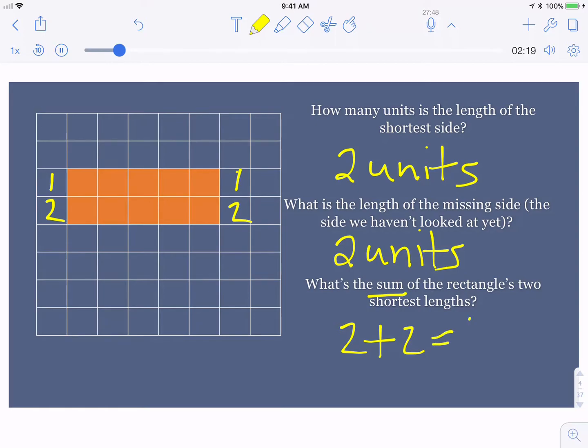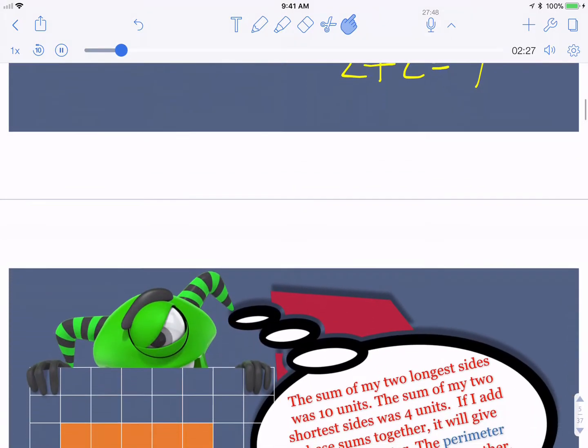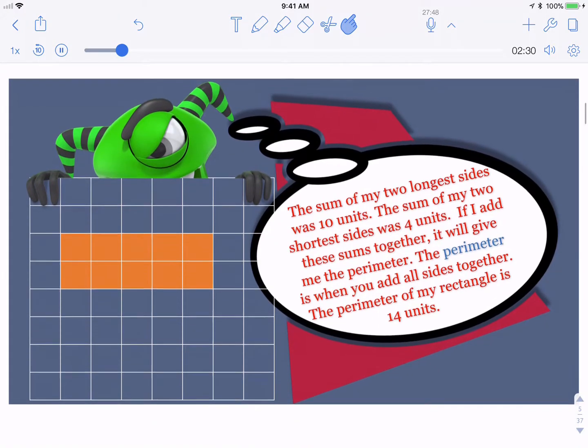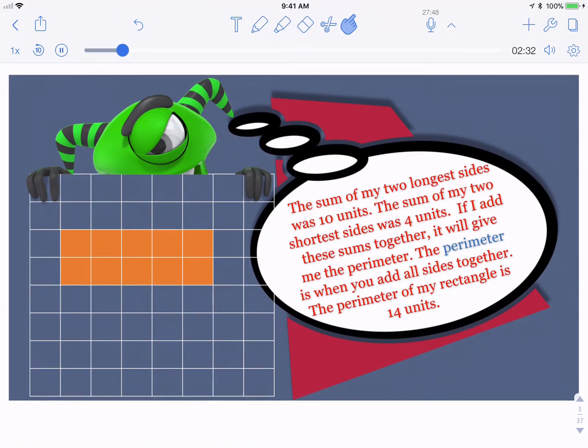What does the word sum mean again? Sum. So, the sum of my 2 longest sides was 10 units. The sum of my 2 shortest sides was 4 units. If I add these sums together, it will give me the perimeter. The perimeter is when you add all sides together. The perimeter of my rectangle is 14 units.